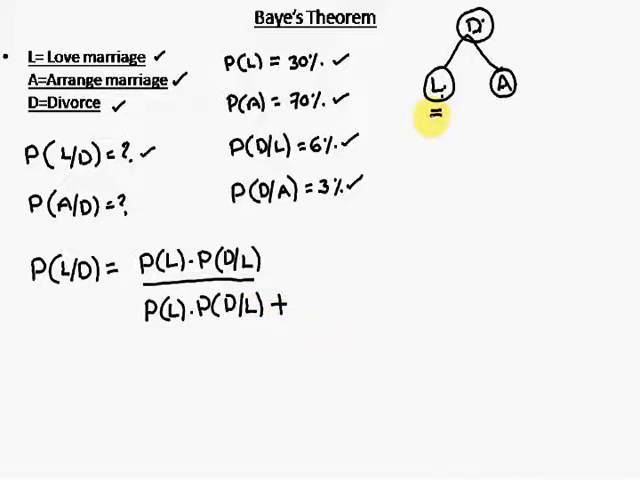here the love marriage part is over. Again you come across the arranged marriage, so in place of L you substitute A and you get the next item: probability of A into probability of D given A occurs. Just substitute all the values into this and you are going to get the answer. So this is the Bayes theorem concept.